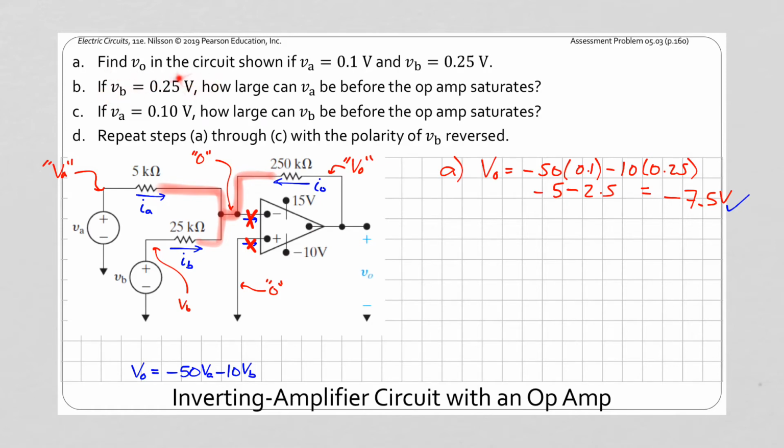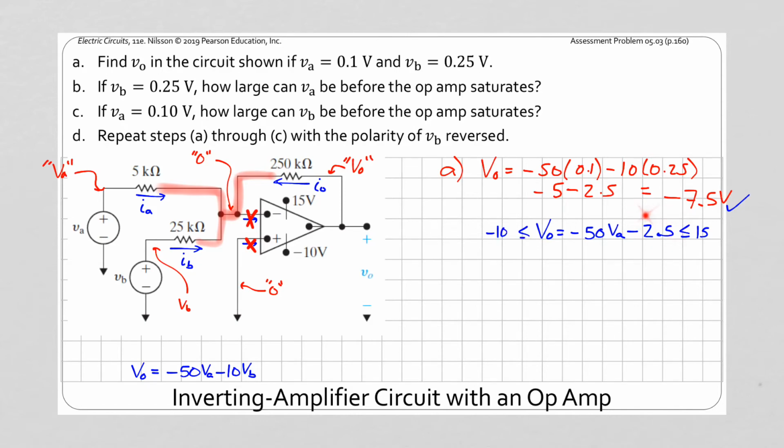The second part, we're asking if we fix VB, we want to know how large VA can be before we reach saturation. So in that case, we're fixing VB at 2.5, and we're leaving VA as a variable amount. And we saw that if VB is 2.5, then that term is negative 2.5. And what we want to do here is avoid saturation. Well, if we want to avoid saturation, that means that VA can be whatever it is, so that VO falls between the supply voltages. So in this case here, VO has to be between 15 and negative 10.